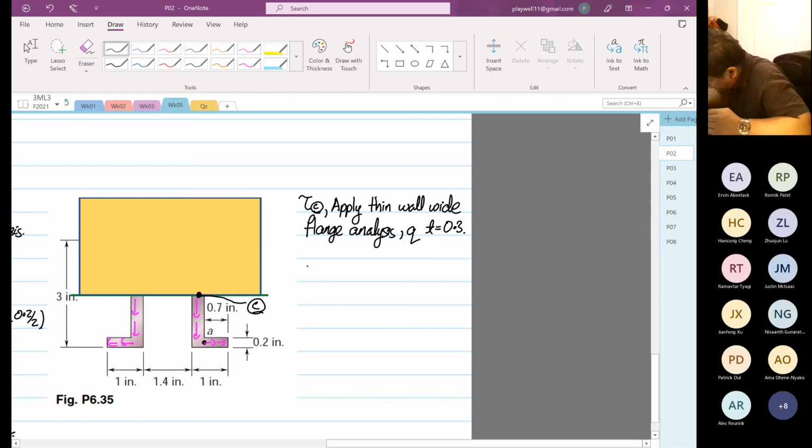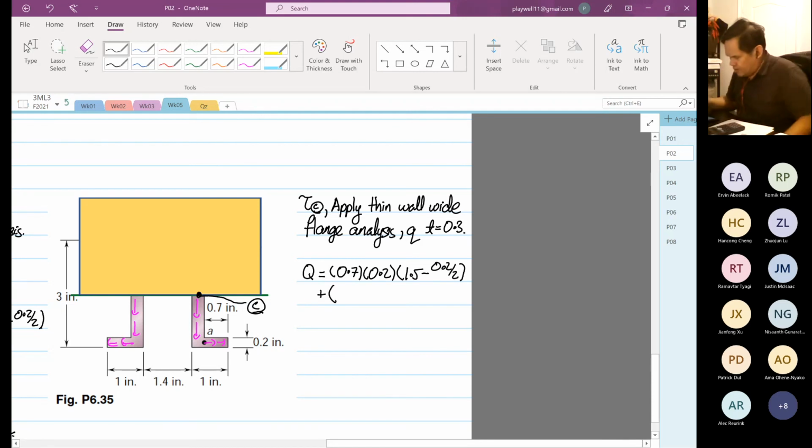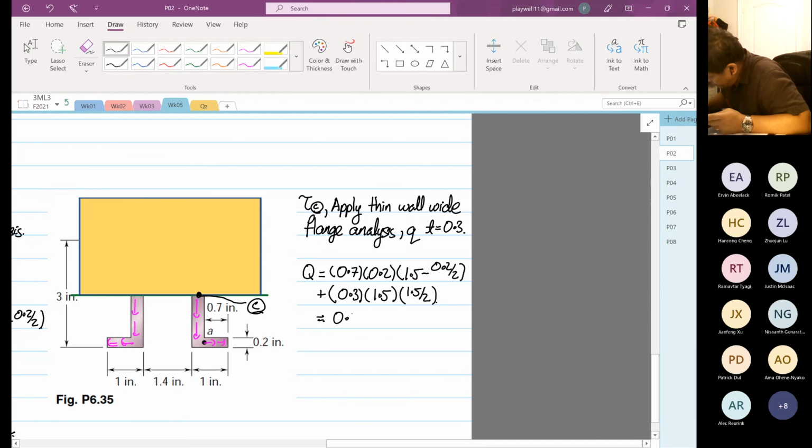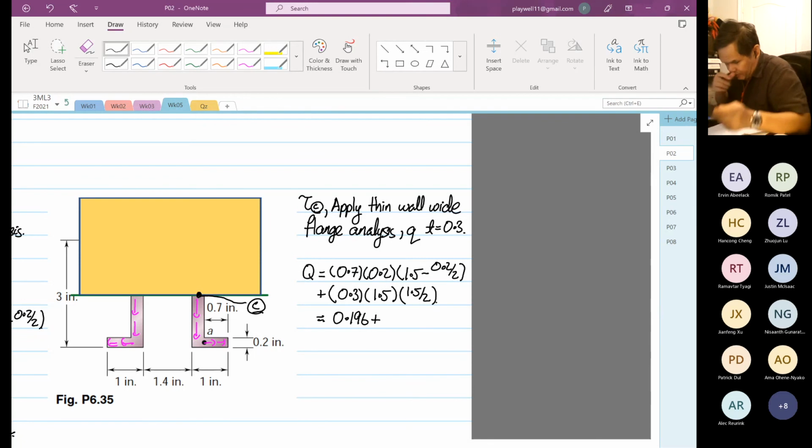So the first moment of area is equal to the width, 0.7, depth 0.2, at 1.4, plus this is the web part, the width is 0.3, depth is 1.5, 1.5 divided by 2. Okay, so this will be equal to 0.7 times 0.2 times 1.4, 0.196, plus 0.3 times 1.5 times 1.5 divided by 2, 0.3375.